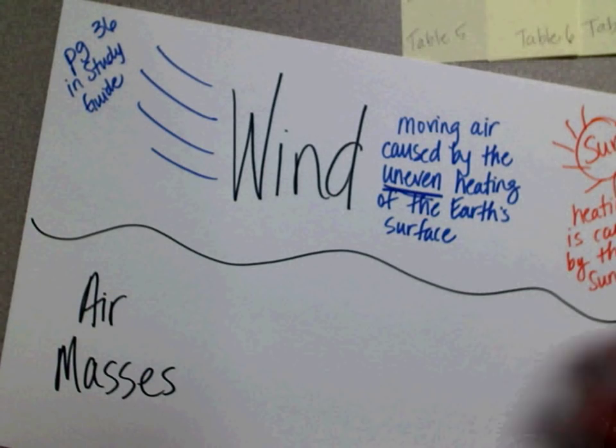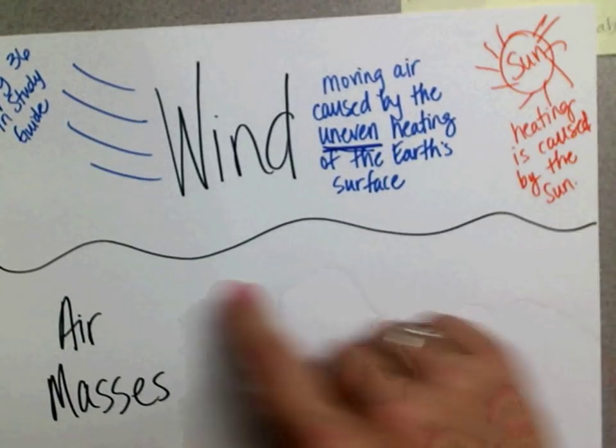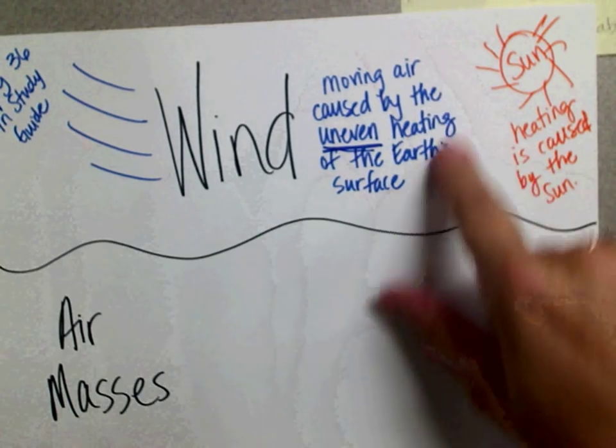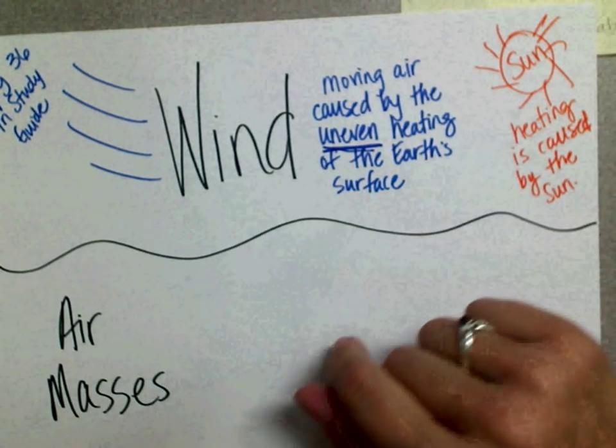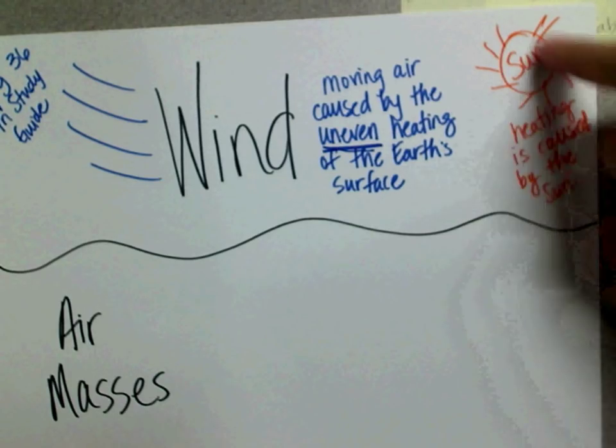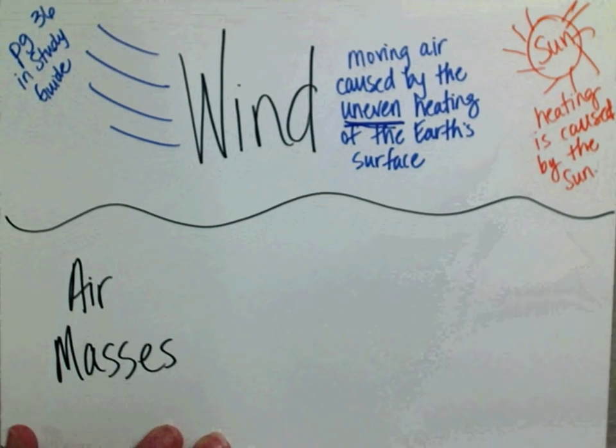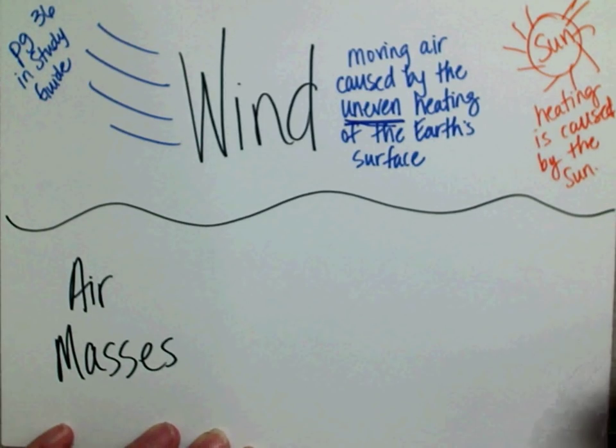So, wind, page 36 in your study guide. It's moving air caused by the uneven heating of the Earth's surface. And that heating is coming from the sun. When the sun goes down, we're going to have the cooling happening, right? Good job.